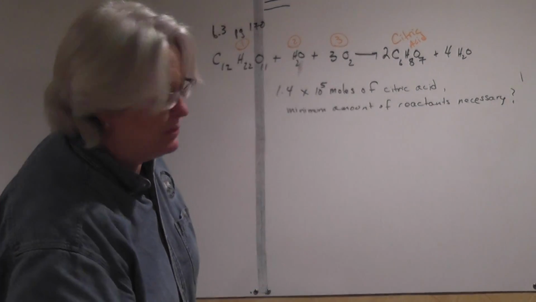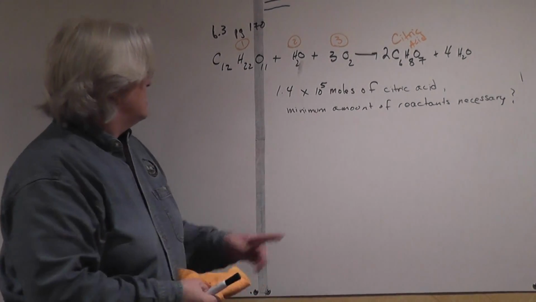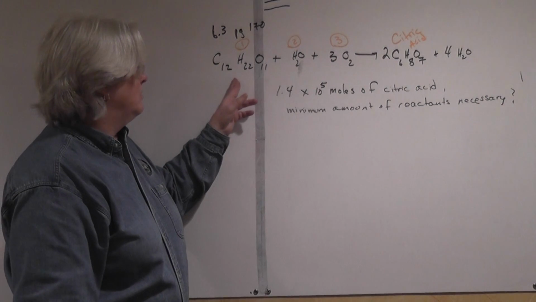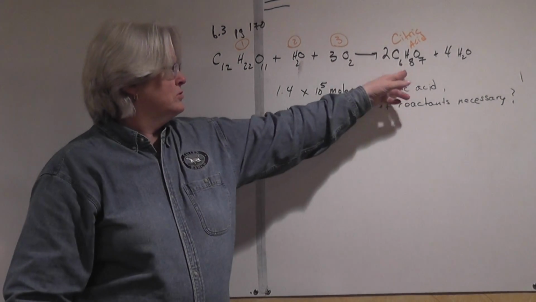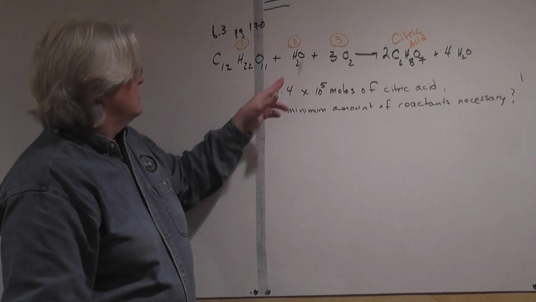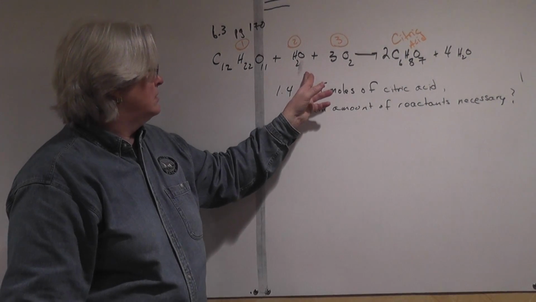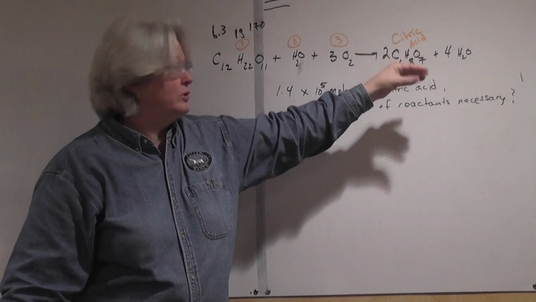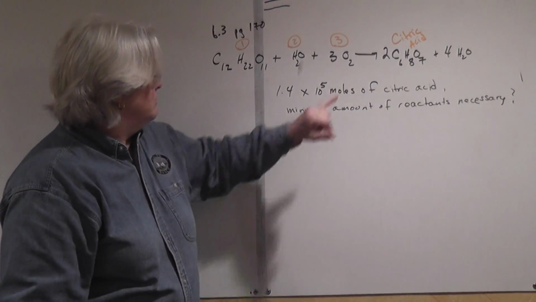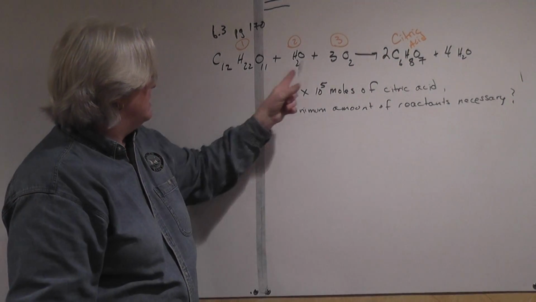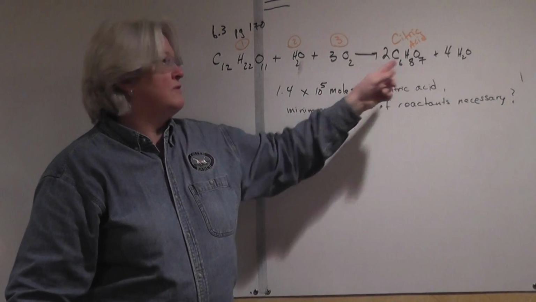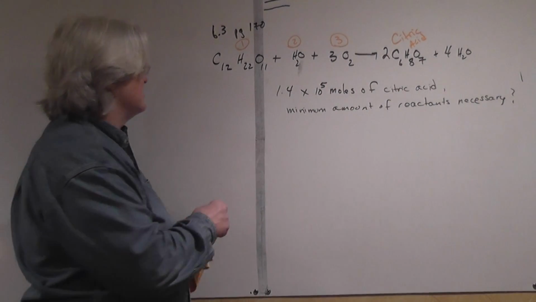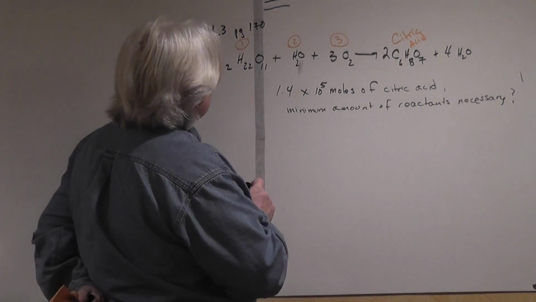Okay? This must be the marker that I didn't love a whole lot. Let's go back and see what we have. This tells us that 1 mole of this compound, which I don't know what it is, will form 2 moles of citric acid. We have to have 1 mole of water to produce 2 moles of citric acid, and we have to have 3 moles of oxygen, and that will yield 2 moles of citric acid.